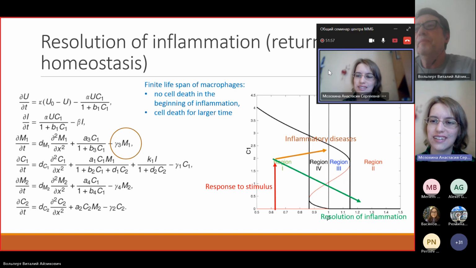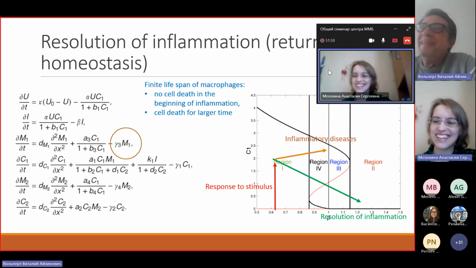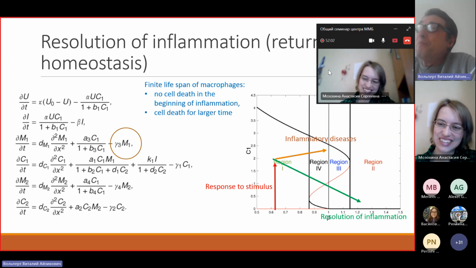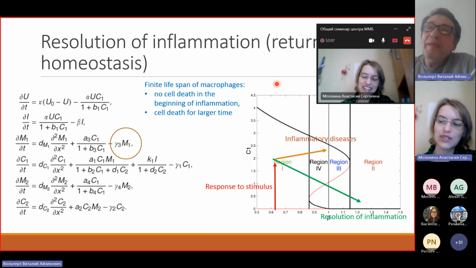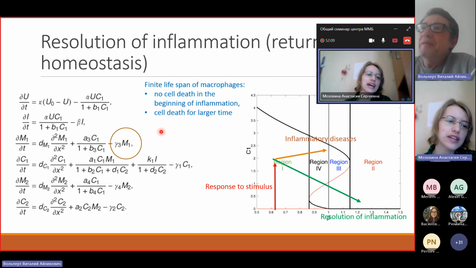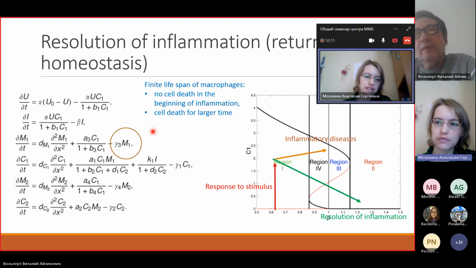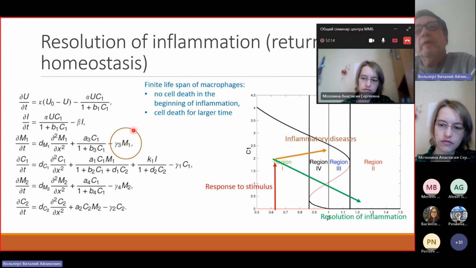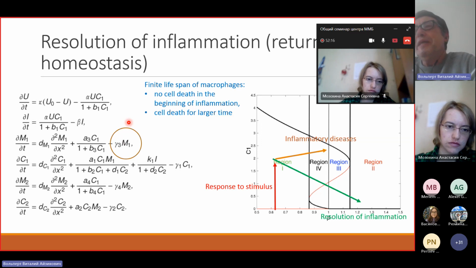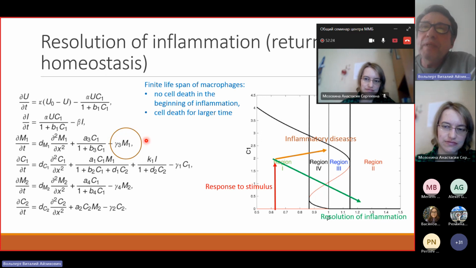The problem is that I repeated this phrase so many times that I don't know from which one. But okay. So it's about the lifespan of circulating macrophages. Okay, good. Anyway, I will repeat this. Rather often when we consider all these models, we describe death of cells with this type of terms, that the death is proportional to their concentration.